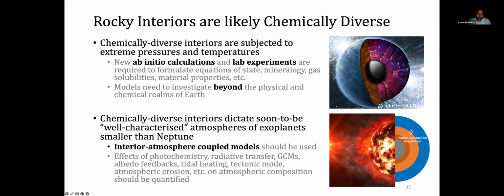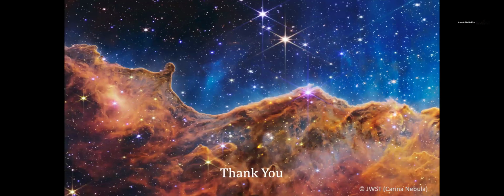These chemically diverse interiors are very important in controlling how the atmospheres of small exoplanets will be, chemically and also physically. That's why interior-atmosphere coupled models should be used, and I see that happening a bit more now compared to several years ago. Of course, in the future it will be great to incorporate the effect of interiors on a lot of observable atmosphere physics and chemistry, which includes photochemistry, radiative transfer, GCMs, and a lot more. So I'll just stop here.